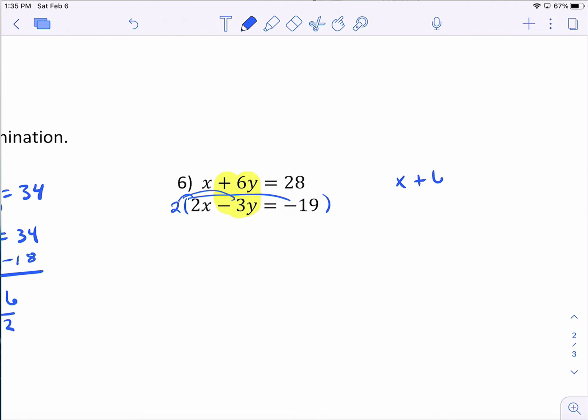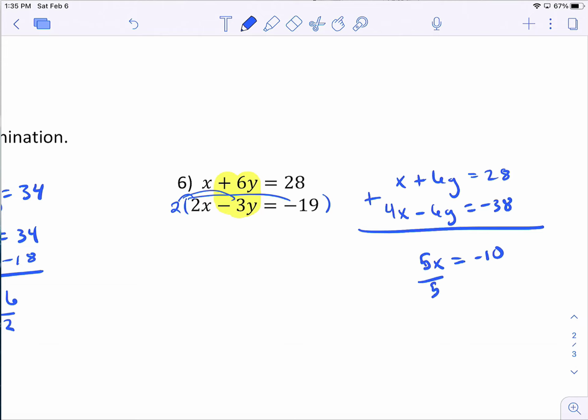So I'm going to move everything over here. That'll give me 4x minus 6y equals negative 38. And now I can add these together to give me 5x equals negative 10. Remember, the y's cancel out because 6 plus negative 6 is 0.